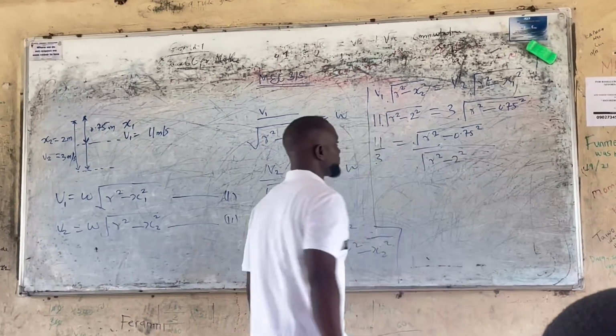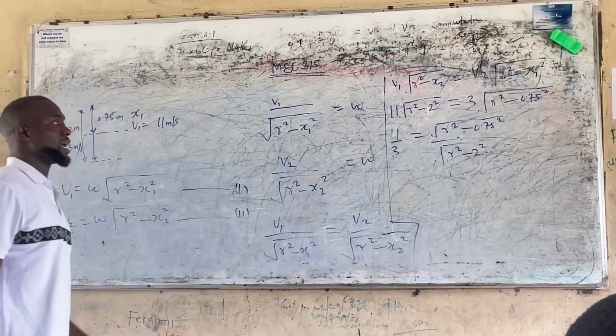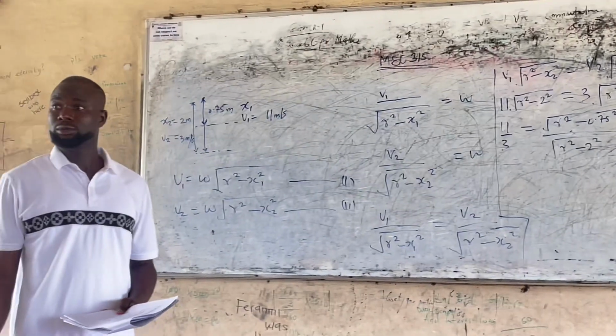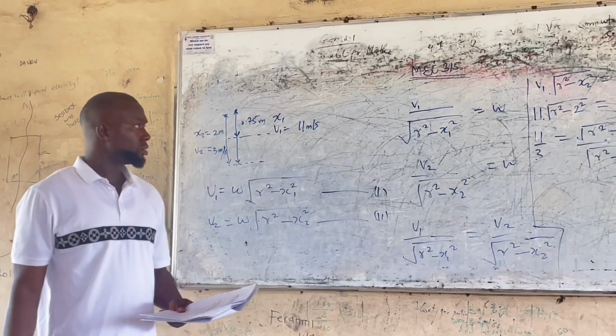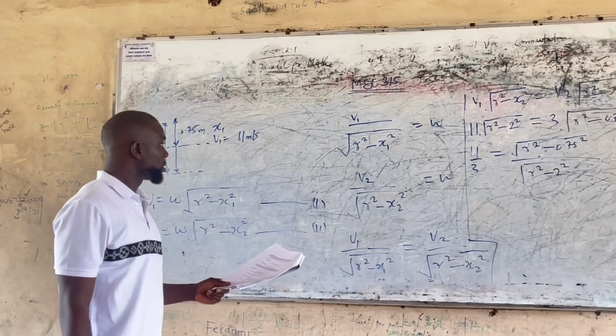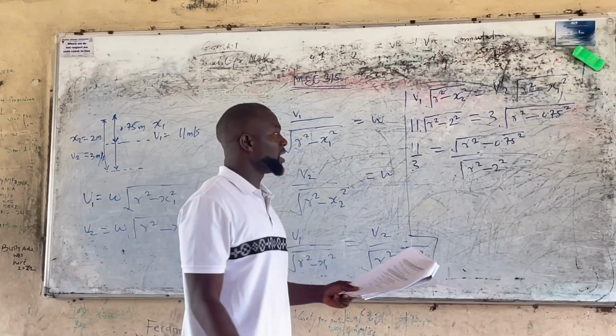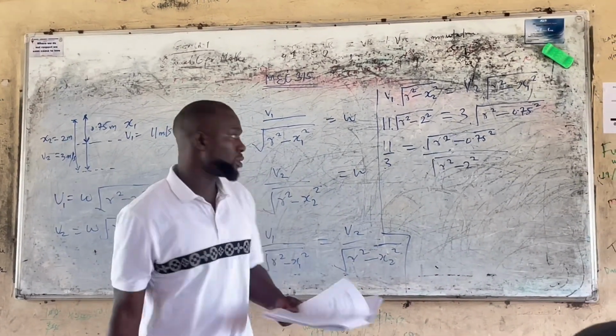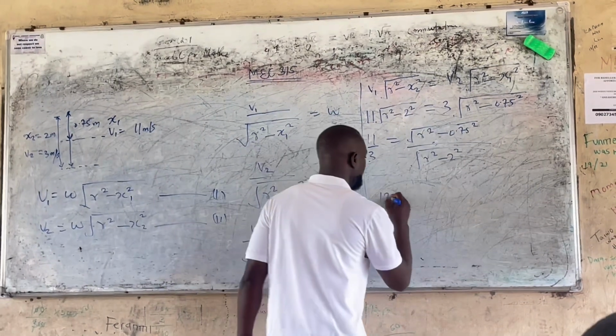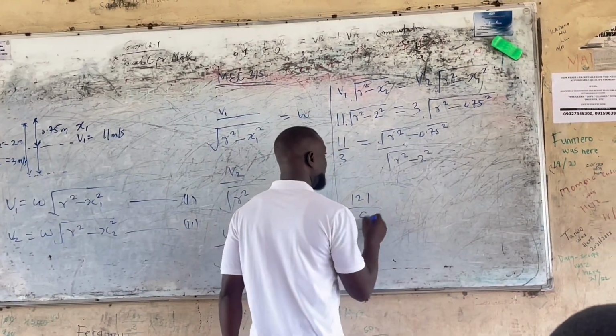Right? If we square both sides now, what will happen? 11 squared. What's 11 squared? That's 121 over 9.